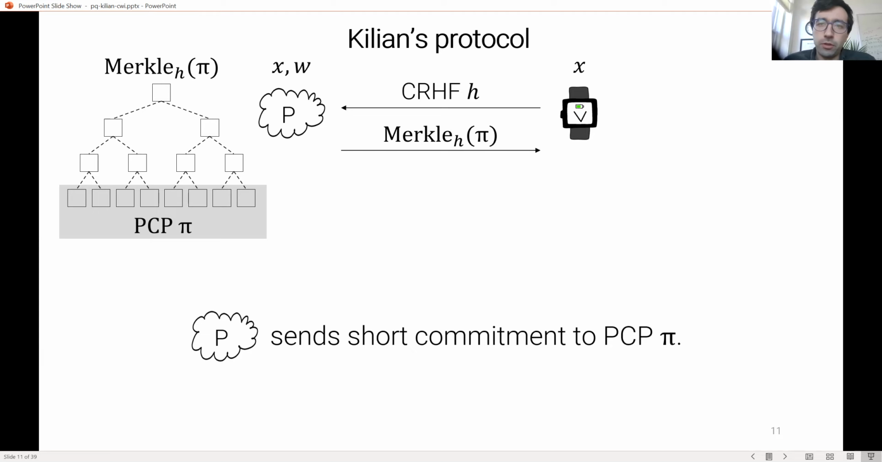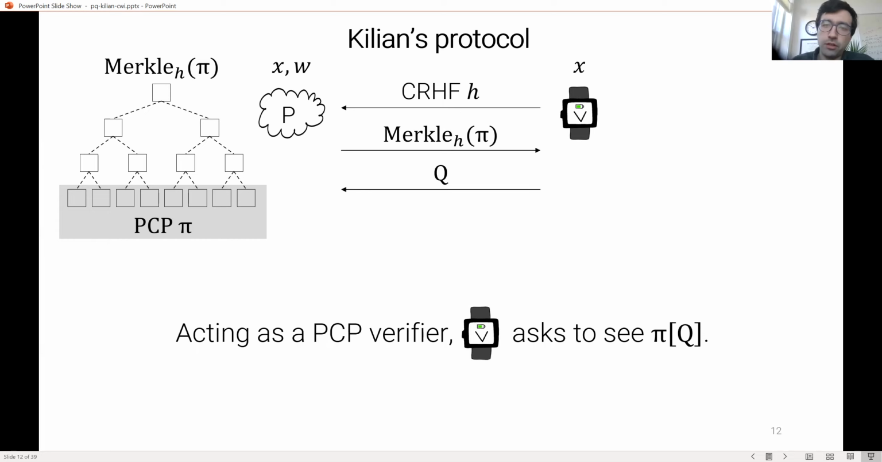Then the verifier will choose a collision resistant hash function, and the prover will compute what's called a Merkle tree sort of on top of this proof. So a Merkle tree is a way of committing to a long string such that you can open individual positions in an efficient way, basically by computing a tree of hashes on top of the string.